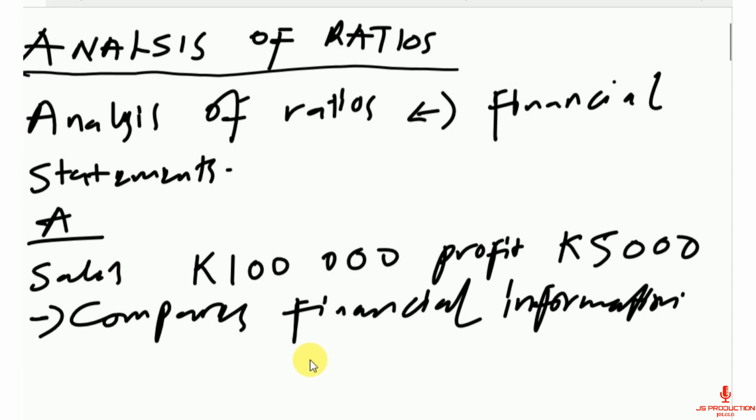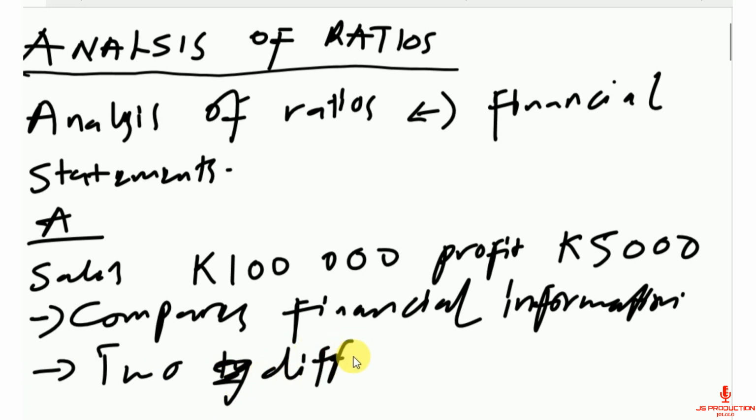It can also compare 2 different companies. It can actually compare 2 different companies that are involved in the same business. For example, if 2 companies are involved in car manufacturing, it can compare that, or 2 businesses involved in food manufacturing. So that's the importance of the analysis of ratios.